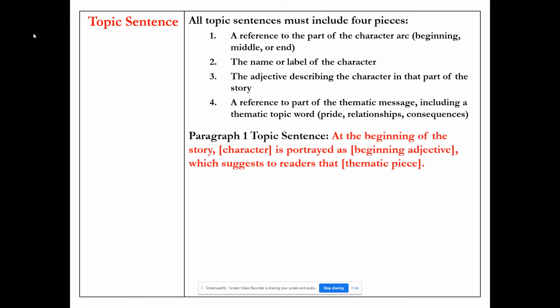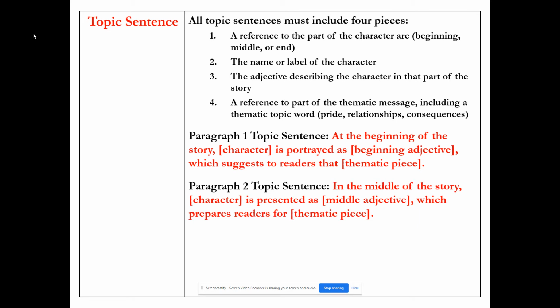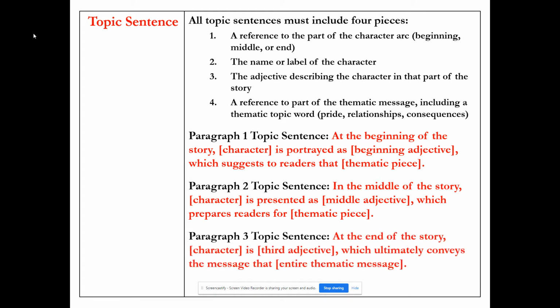So here are some examples of how these topic sentences might read. At the beginning of the story, the character is portrayed as the beginning adjective, which suggests to readers that thematic piece. Same deal here. In the middle of the story, the character is presented as middle adjective, which prepares readers for the thematic piece. And at the end of the story, character is portrayed as third adjective, which ultimately conveys the message that, and then you copy the entire thematic message, the same one that's in the thesis. Or you can reword it if you want to. But keeping it the same is a good idea for the most basic essay here. And my students should actually use the exact same one for their first paper.